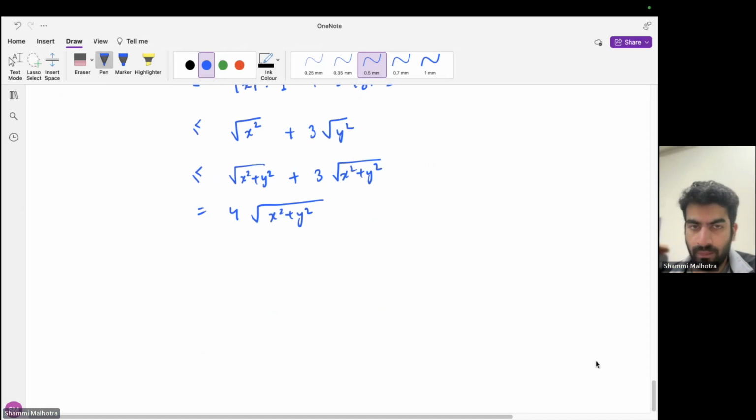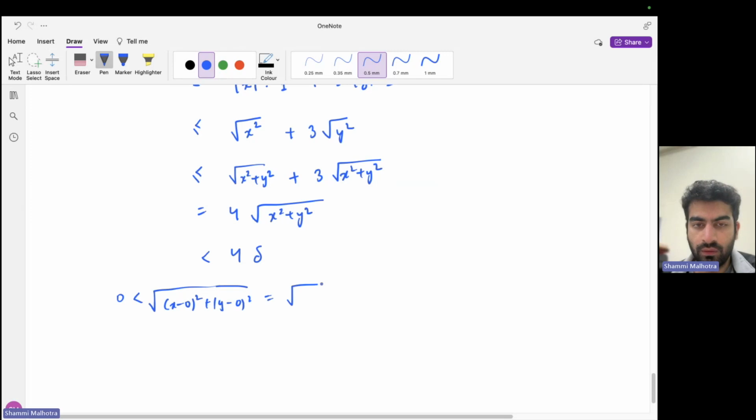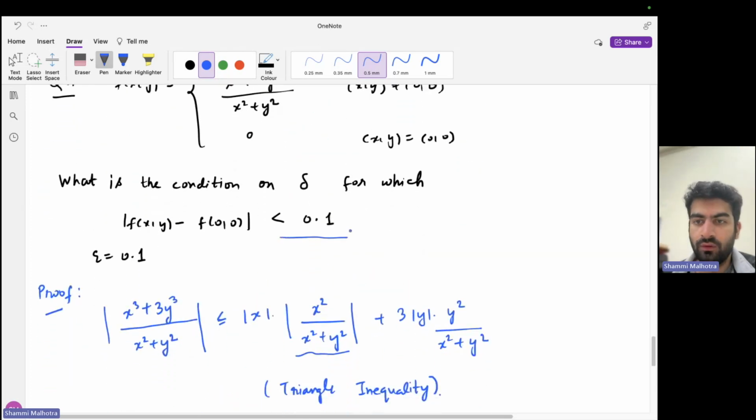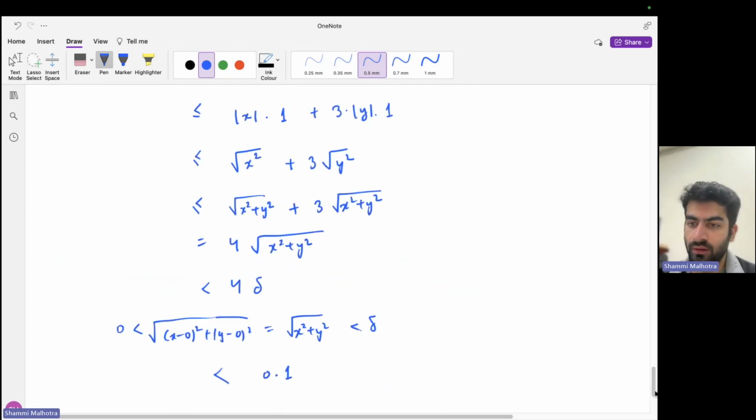Now, I want this thing to be less than 4 times delta, because I know the delta is chosen such that my point is 0, 0. So this will imply that x minus 0 square plus y minus 0 square, this under root of x square plus y square, is less than delta, so that's why I'm taking this to be less than delta. And I want this whole thing to be less than 0.1. So that's what we started with earlier. I want that my function value at 0, 0 has to be less than 0.1.